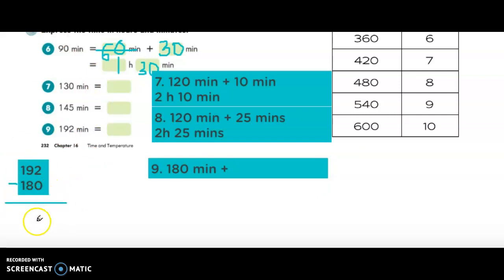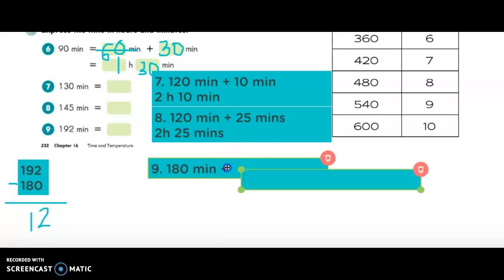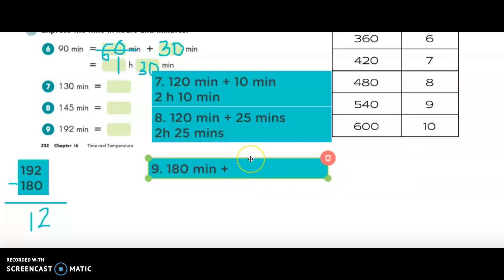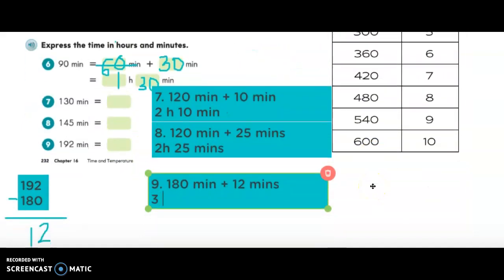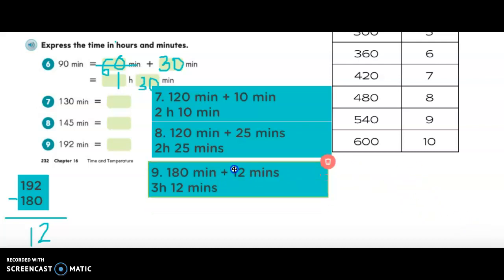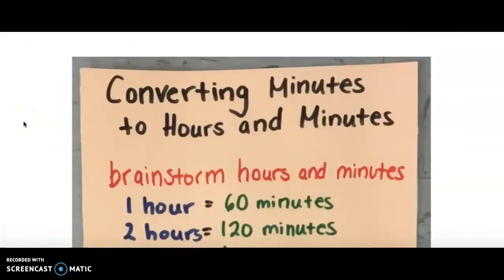So I would suggest doing the work if you have paper at home, or you can do it right on the screen, just so once we get to higher numbers that you're not getting confused here. So 180 minutes, and then we're thinking about what is left over. There are 12 minutes left over. And then we want to think about 180 minutes was 3 hours. So now this becomes 3 hours, 12 minutes for number 9.